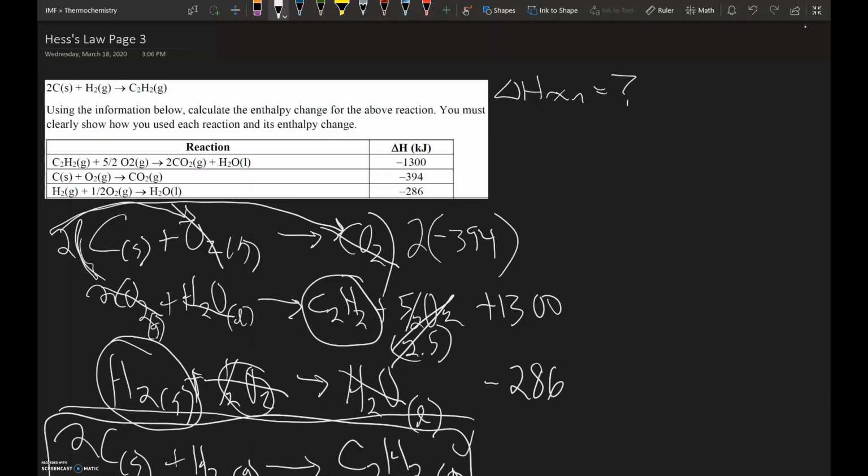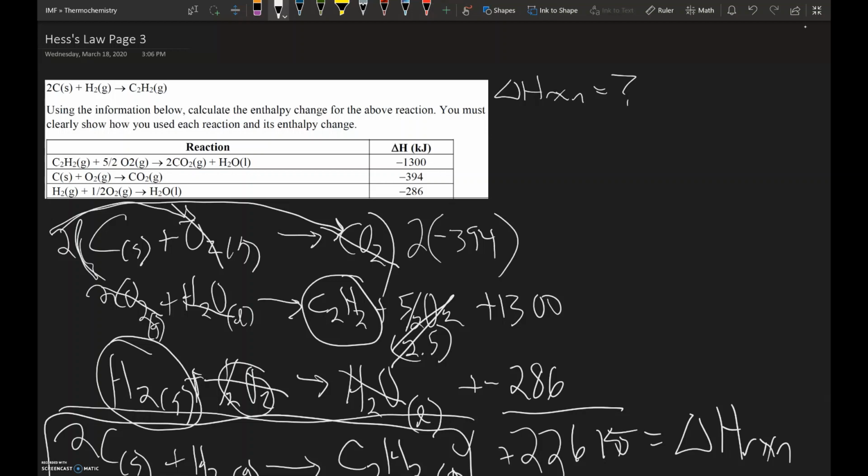So all we need to do now is carry down the math here. So again, just use Hess's law, which is the sum of the enthalpies. So 2 times negative 394 plus 1300 plus negative 286 gives me 226 kilojoules of energy, which is equal to the delta H of this reaction. A little different from the last two because the delta H here was positive, which means that this reaction is endothermic.